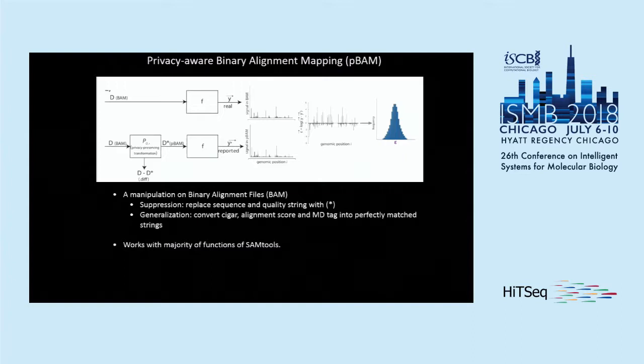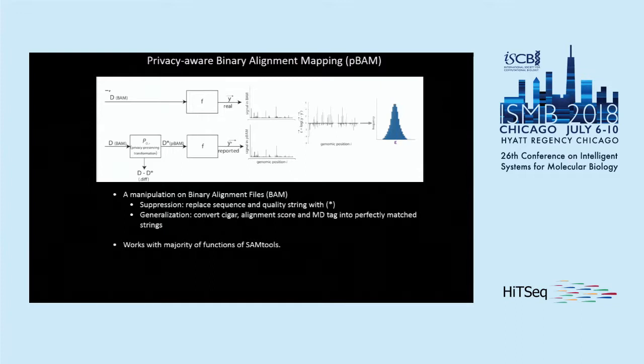But when you do that, because you're suppressing some of the fields, you are actually adding some noise to the data. So to quantify the noise, we look at the gene quantifications or TF binding quantifications from the real BAM files versus the gene quantifications from the PBAM files.